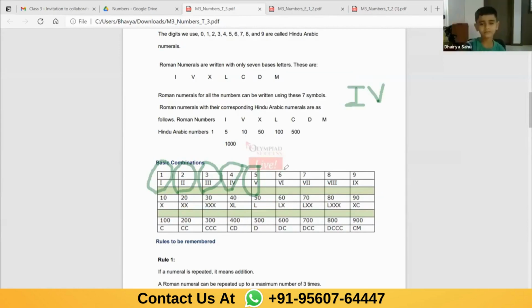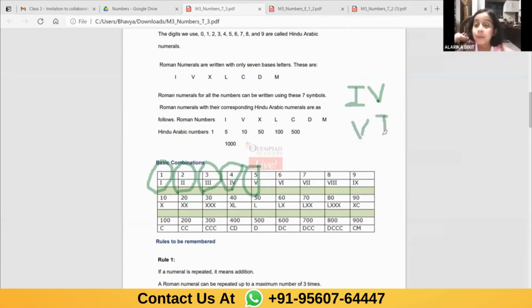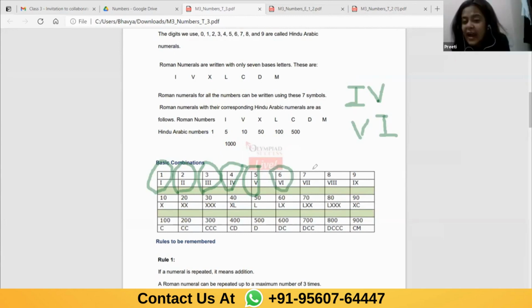Now, what to do in order to make 6? I know V stands for 5. So if I write I on the right hand side of V, I can make it. Ma'am, it's 5 plus 1, because V stands for 5 and I stands for 1. Yes. Now VII means 5 plus 1 plus 1, and VIII means 5 plus 1 plus 1 plus 1.